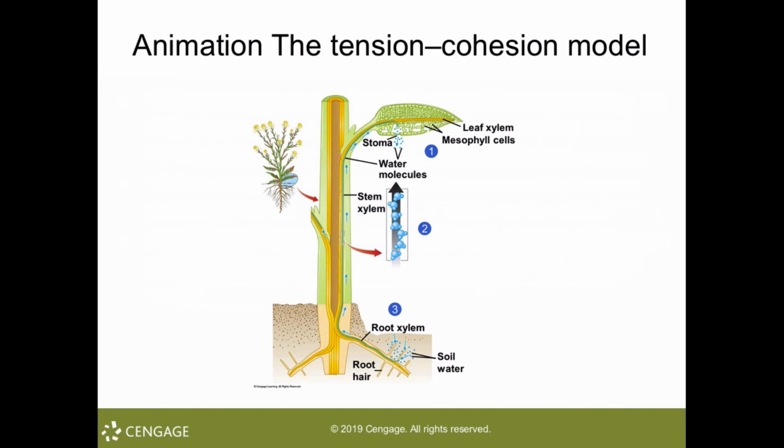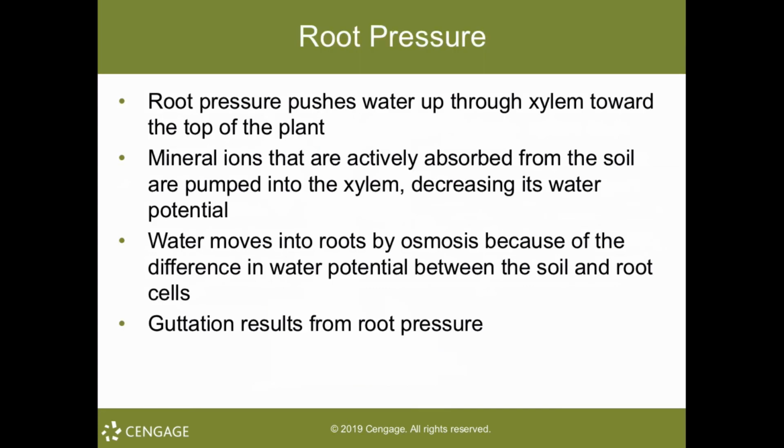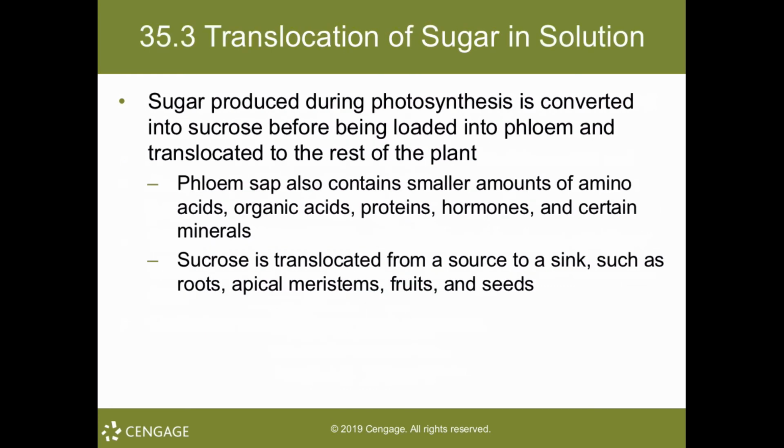Let us begin. The translocation of sugar. Here, I'll use sucrose. It is the translocated form and moves from source to sink, such as the root being an example of a sink, the apical meristem being an example of a sink, a fruit, or even a seed. Those are 4 different examples of sinks.